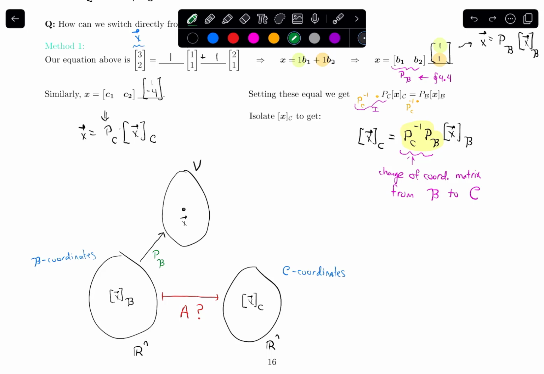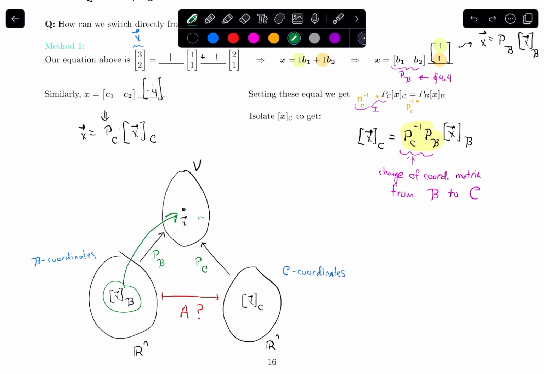Okay, so similarly, based on this equation, if I have the C coordinate vector and I multiply that C coordinate vector by this matrix P subscript C, it'll get me to x. So I have a matrix that gets me from here to here. I'd love a matrix that gets me from here to here, because then I put them together to get this matrix A.